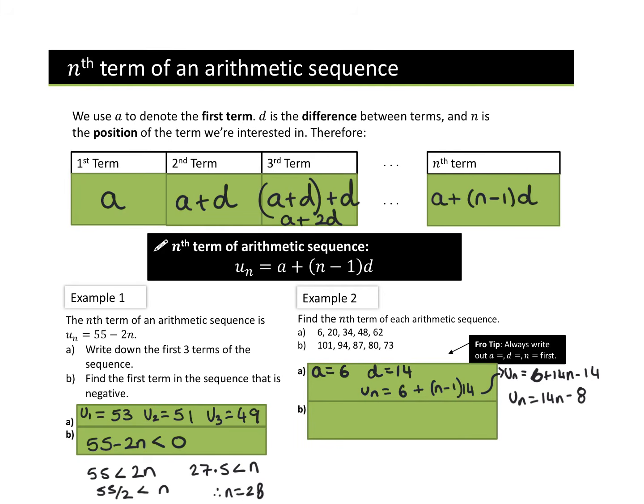So for the second one, our a equals 101. Our d equals negative 7. Make sure we put the negative there because we are going down. Now we substitute in. u_n equals 101 plus n minus 1 lots of negative 7, which equals 101 minus 7n plus 7. So therefore our u_n equals 108 minus 7n.